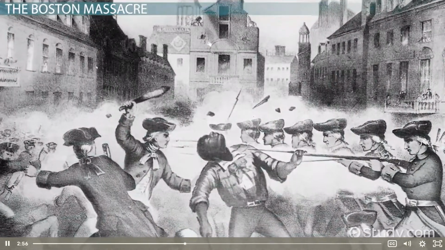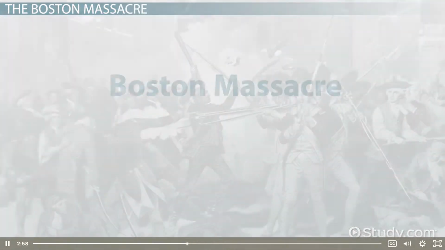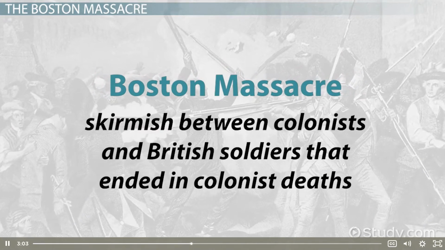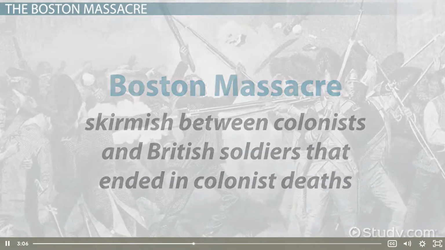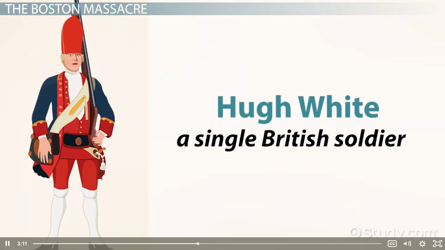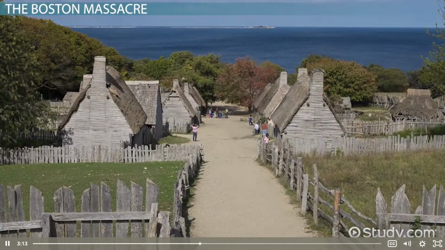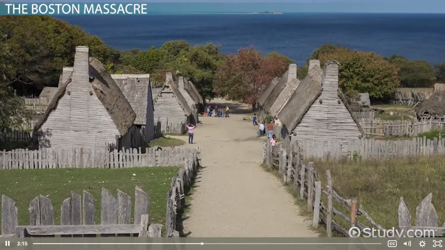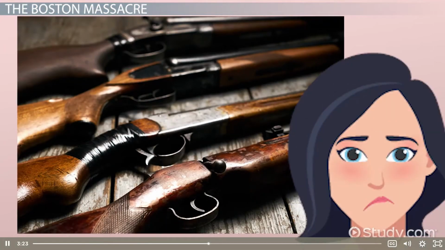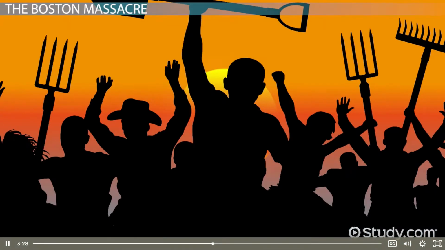On March 5, 1770, things came to a head in the Boston Massacre, which describes a famous skirmish between colonists and British soldiers that ended in colonist deaths. A group of rioters gathered to intimidate a single British soldier, Hugh White, who was guarding the customs house that housed the Massachusetts colony's treasury. In the evening, Hugh White faced a crowd throwing snowballs, rocks, and other projectiles. At some point, Hugh White struck out with the butt of his rifle, and someone was injured. Rage took over the crowd, and White was in a precarious situation.